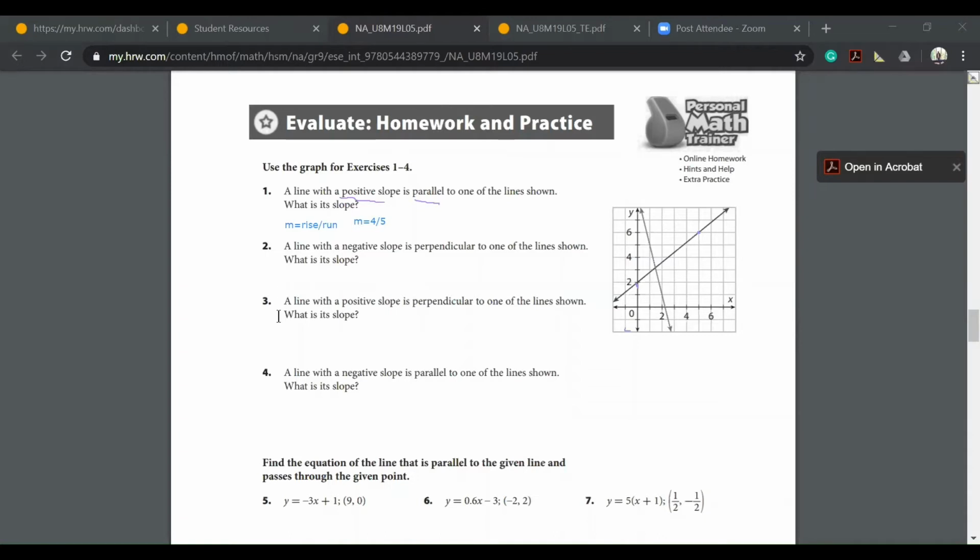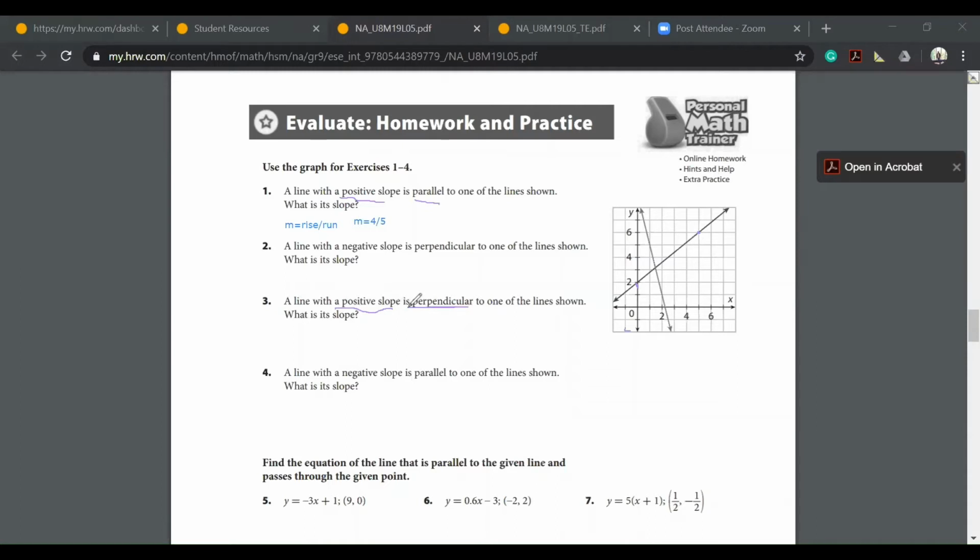Okay, let's think about question 3, and please concentrate on question 3 because it's slightly different. Here he is talking about a perpendicular line, okay? A line with a positive slope is perpendicular to one of the lines shown. What is its slope? Again, he gave you 2 hints. The first hint is that the line I'm going to be drawing will have positive slope and that it is perpendicular this time to one of the lines.